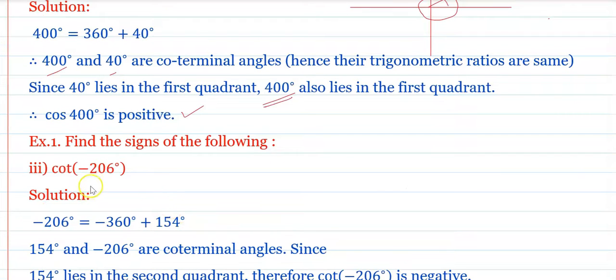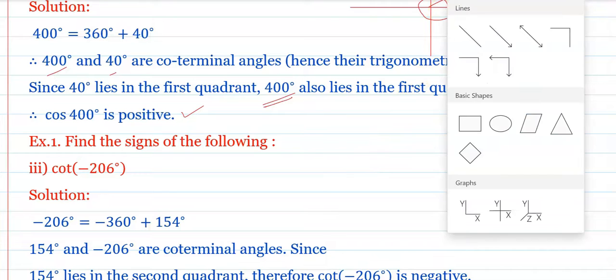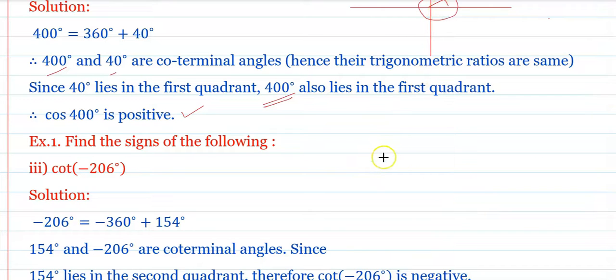Next, cot of minus 206. Okay, here, you can see this now.